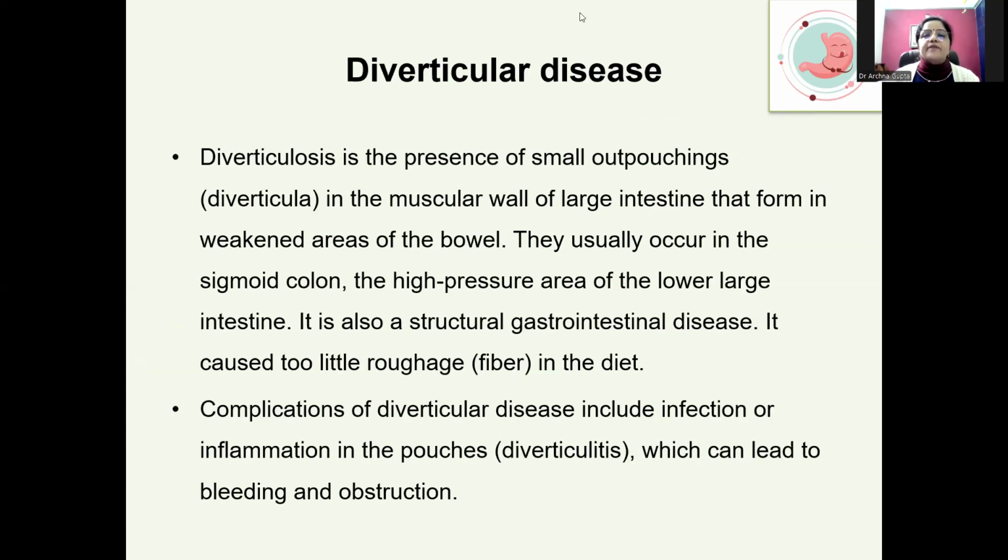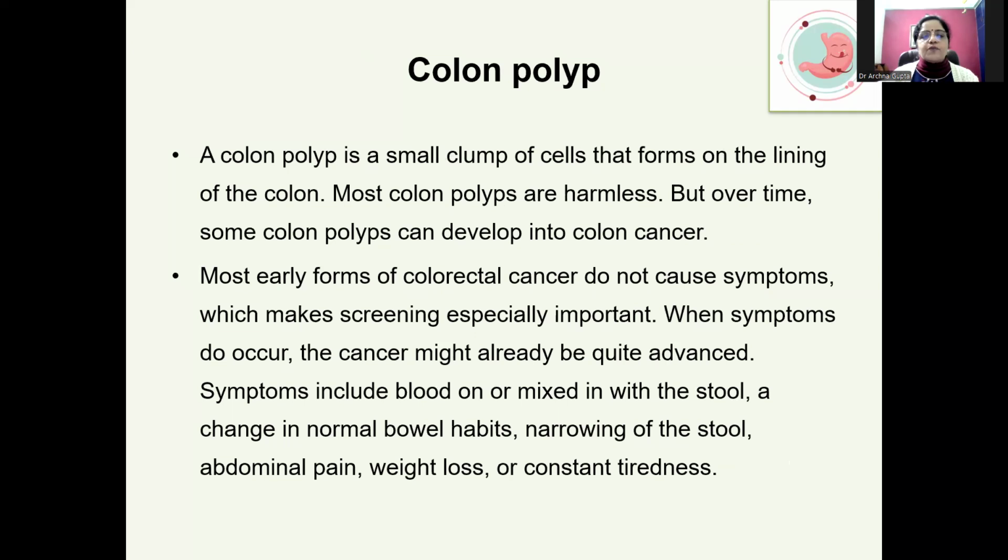So then we come to another type, diverticular disease. That is the presence of small outpouchings in the muscular wall of the large intestine that form in weakened areas of the bowel. They usually occur in the sigmoid colon and the high pressure areas of the lower large intestine. It is also a structural gastrointestinal disease. It is caused by too little roughage in the diet. Complications of diverticular disease include infection and inflammation of the pouches, which can lead to bleeding or obstruction.